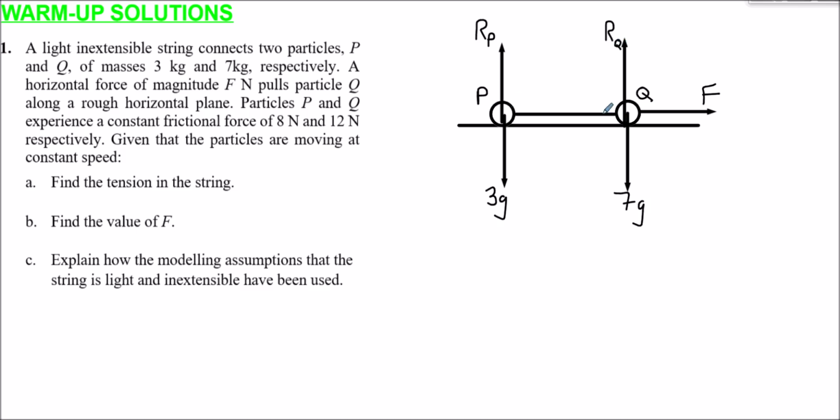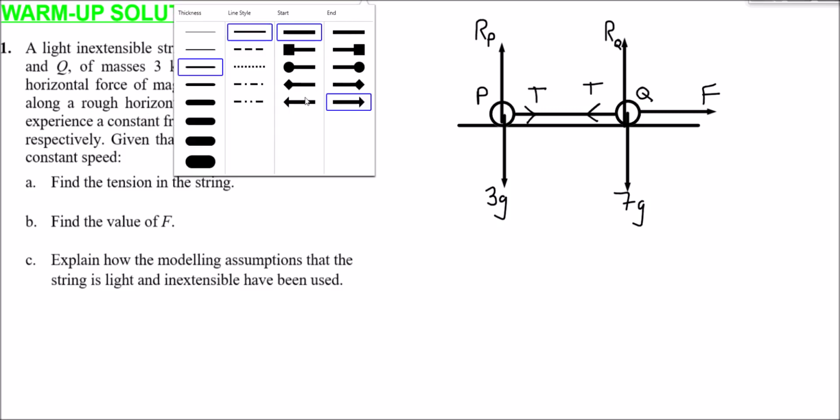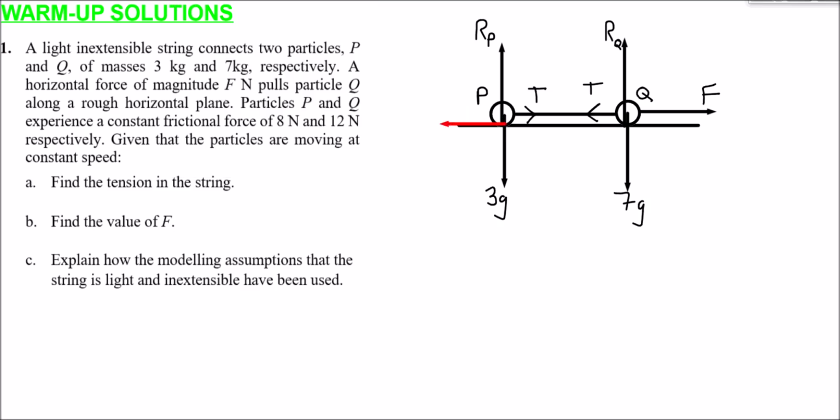And of course, if it's a string, there'll be tension acting away from each object. So the tension will be acting away from P, and it'll be acting away from Q this way. So because it's a rough surface, we're also told that there's going to be friction involved. So particles P and Q experience a constant frictional force of 8 and 12 newtons respectively. So we've got here that P has a frictional force of 8 newtons, so I'll label this on. Whereas Q has a frictional force which is 12 newtons.